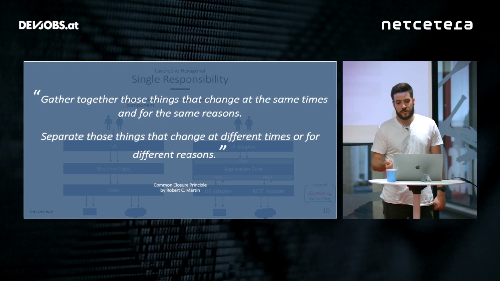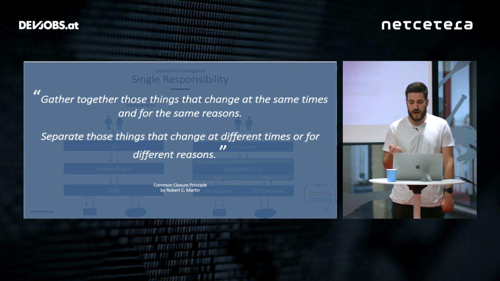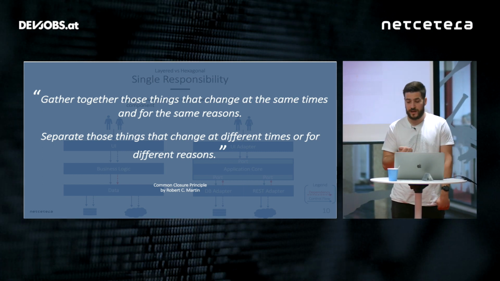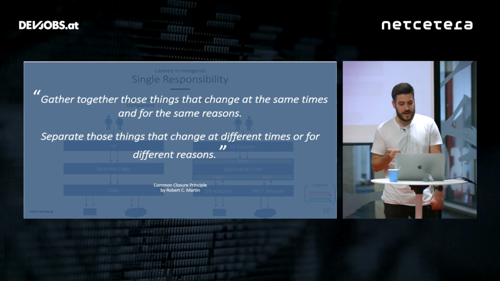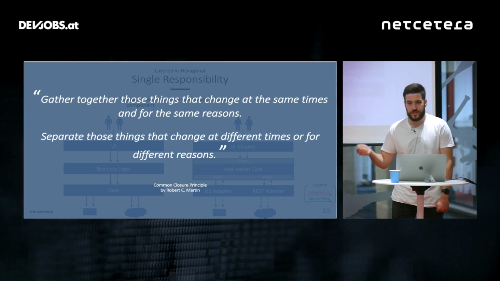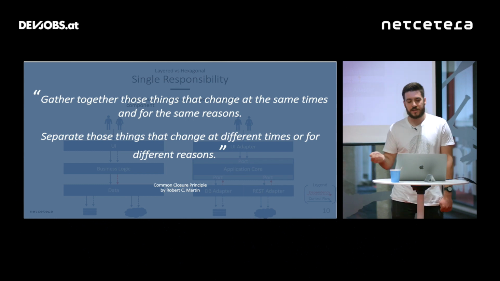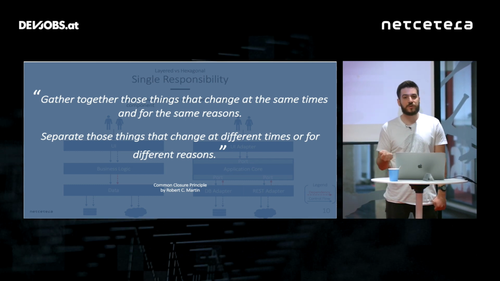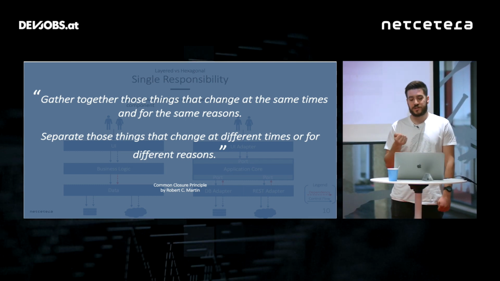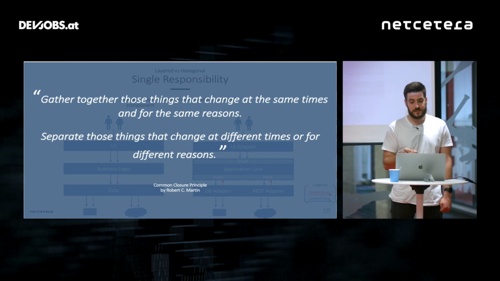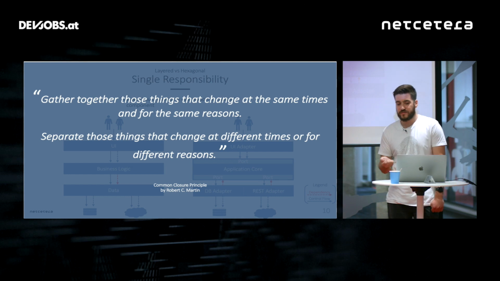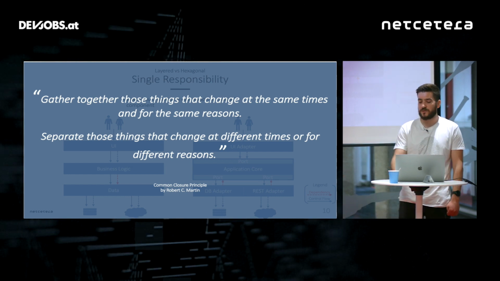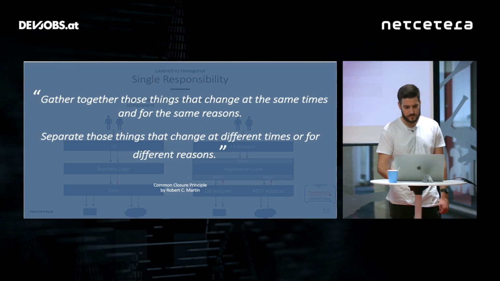Robert C. Martin, who introduced those principles, describes this as a new principle in his recent book called Clean Architecture. He states that you should gather together those things that change at the same times and for the same reasons, and that you should separate those things that change at different times or for different reasons. He calls this the common closure principle, and in fact this is the single responsibility principle applied on a higher software architecture level.